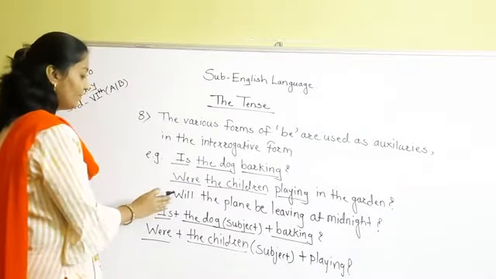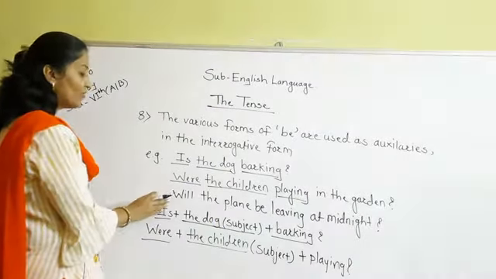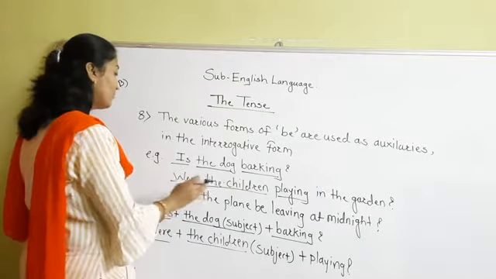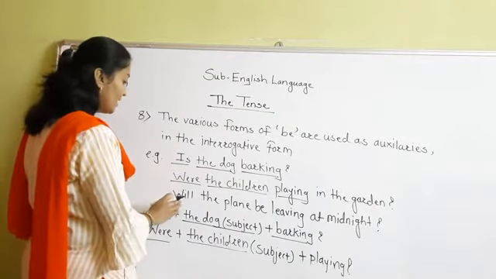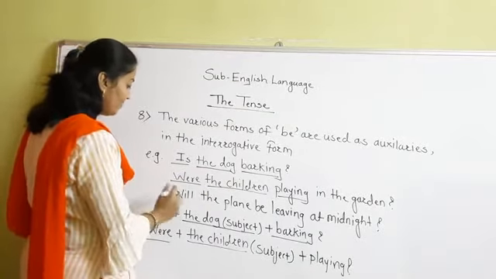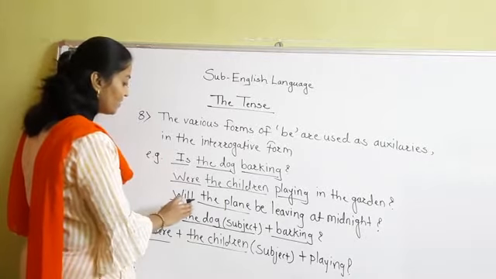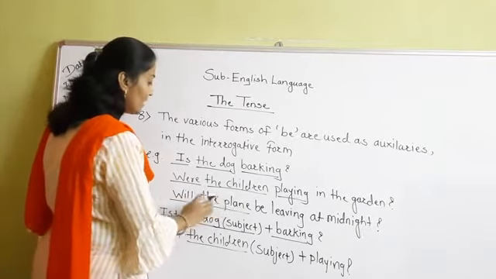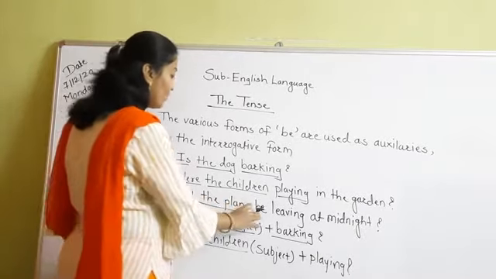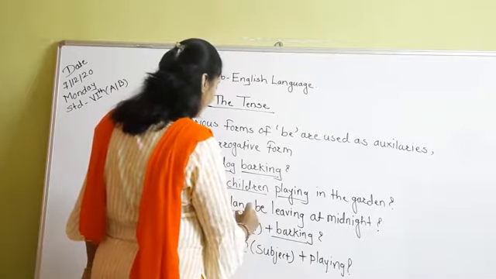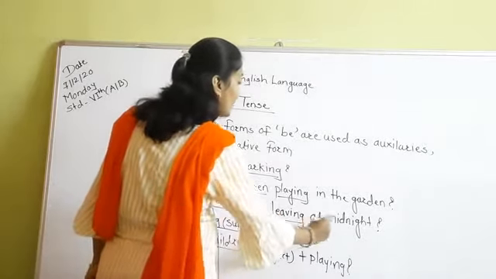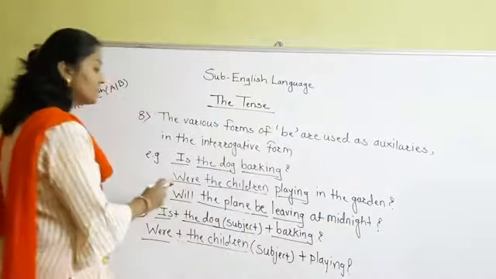Okay. Then about the future tense, we have to form the interrogative sentence. Then we have to use the auxiliary verb of be in the starting. Will the plane be? We have to start the sentence with will. Then we have to write down the subject, the plane. Then we have to use be. Then verb plus ing, leaving at midnight. So this is our interrogative sentence of future tense. Okay.